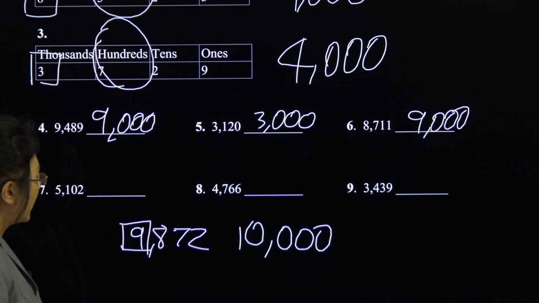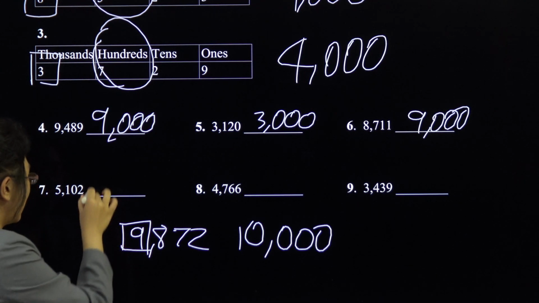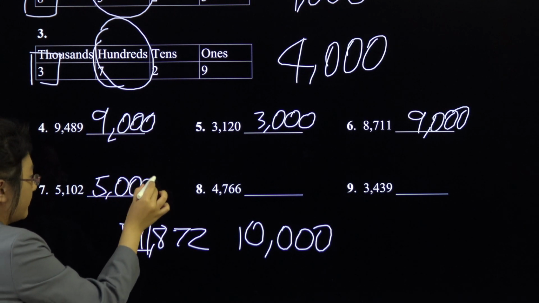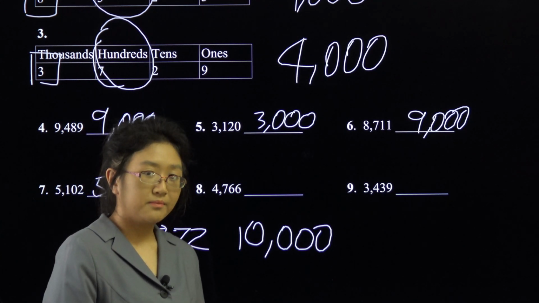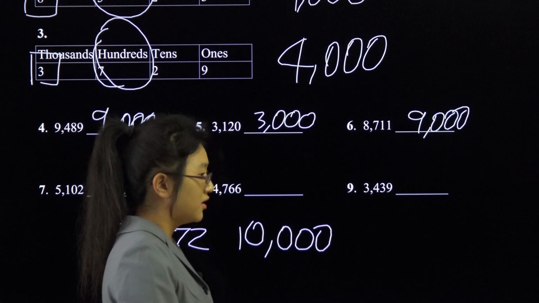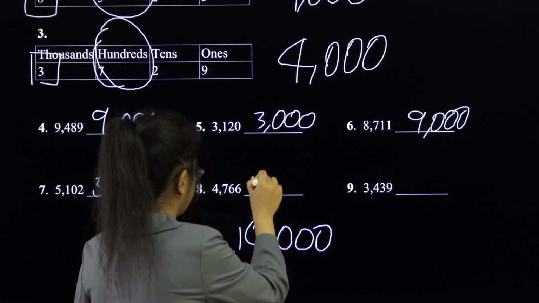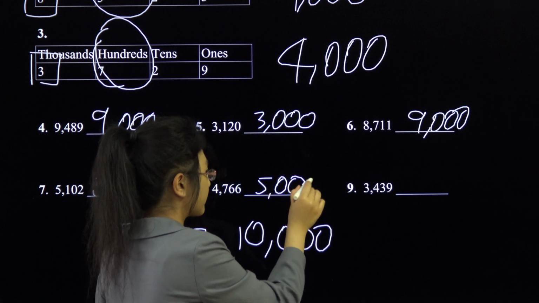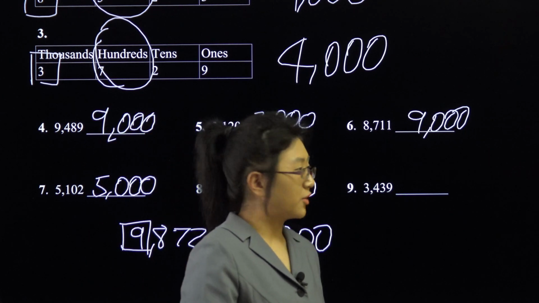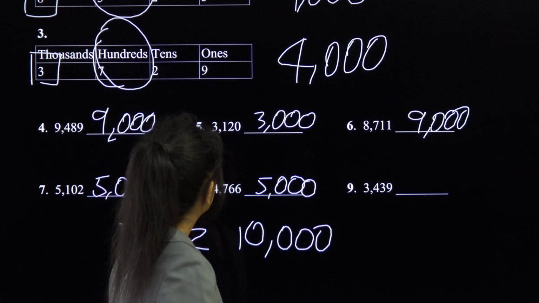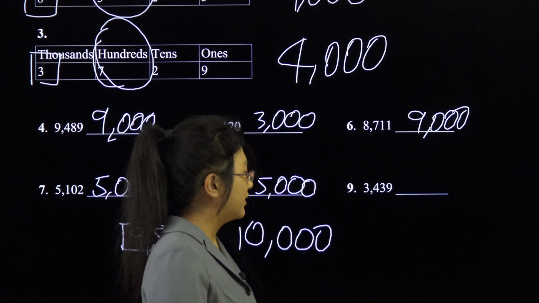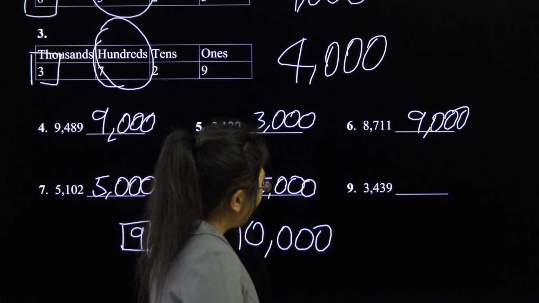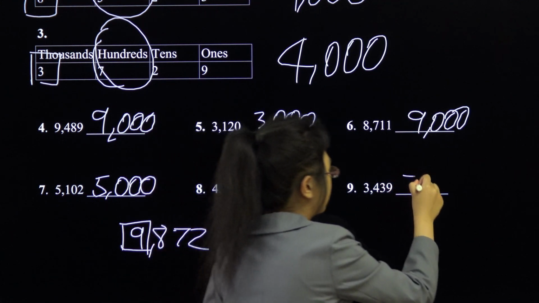5,102, the hundreds place is a 1, you round down because 1 is smaller than 5, to 5,000. 4,766, well, the hundreds place is a 7, and 7 is bigger than 5. You round up to 5,000. 3,439, the hundreds place is a 4. And 4 is smaller than 5. So you round down to 3,000.